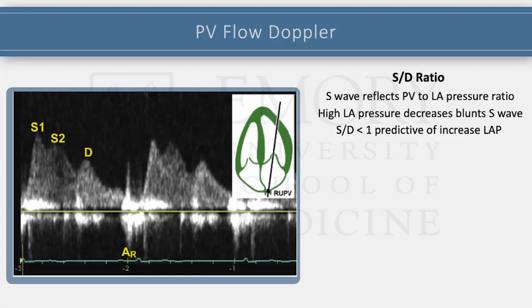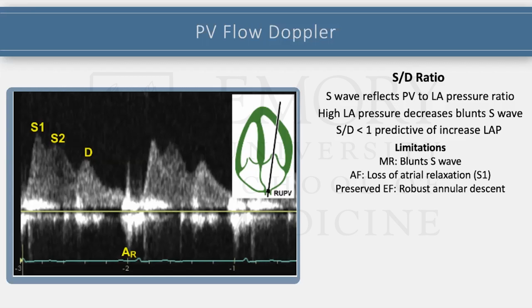So with low LA pressure, without elevated filling pressures, you're going to have rapid flow from the vein into the left atrium. But as LA pressure increases and chronically increases, you're going to have blunting of that S wave. So that creates reversal of the S and D, and an S to D ratio of less than 1 can be predictive of left atrial pressure. But just like our other measurements, there are definitely a lot of limitations. So MR, atrial fib, even really preserved EF, this is thought to be less reliable because the robust annular descent can create this reversal in the absence of any increase in filling pressures.